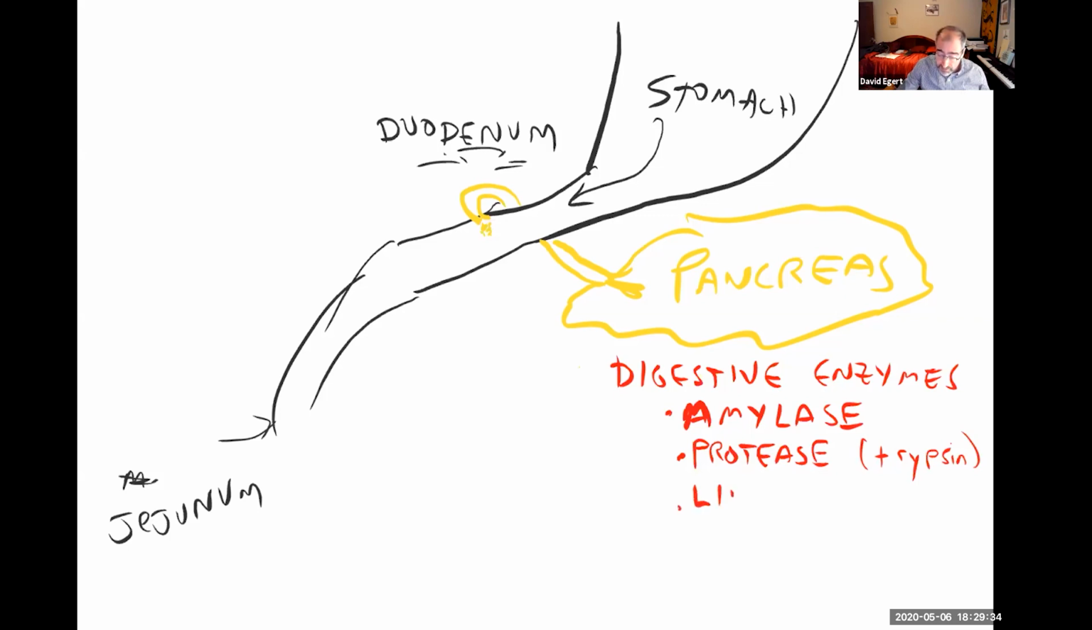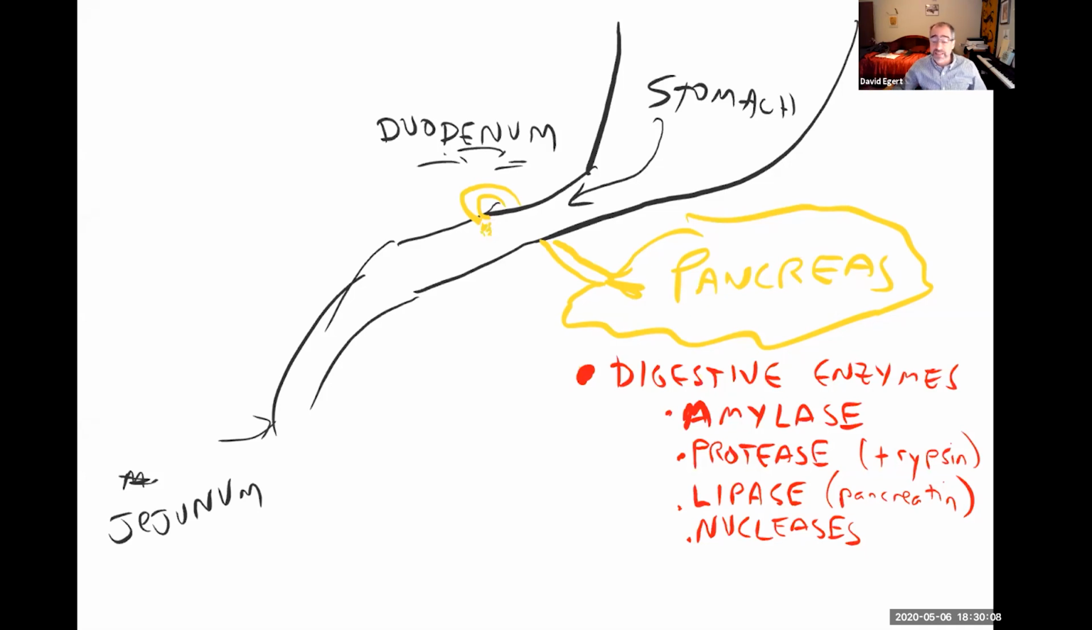It has lipase. It makes nucleases, which break apart nucleic acids into nucleotide bases and stuff. So that's one part of the pancreas. It has this juice that is full of enzymes that break down anything.